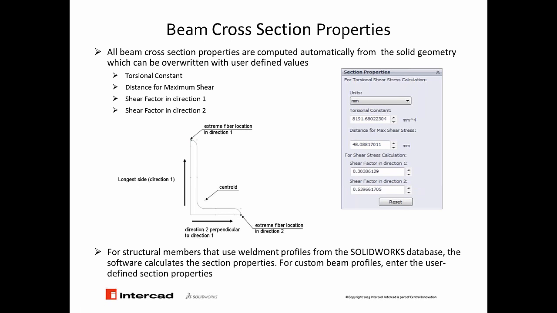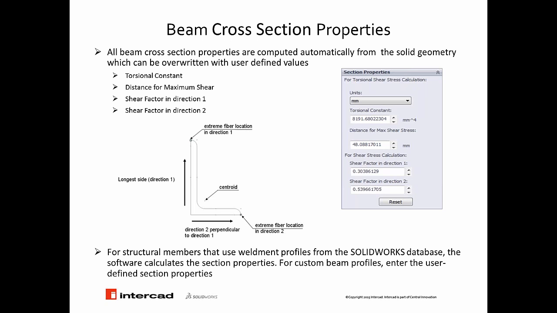Let's clarify one thing before we move on. When we're talking about direction 1 and direction 2 in a setup or in a result section, the longest side is called direction 1 in your beam cross-sectional properties. The direction perpendicular to direction 1 is called direction 2. So we always keep in mind the longest length is direction 1 and perpendicular to that one is direction 2.